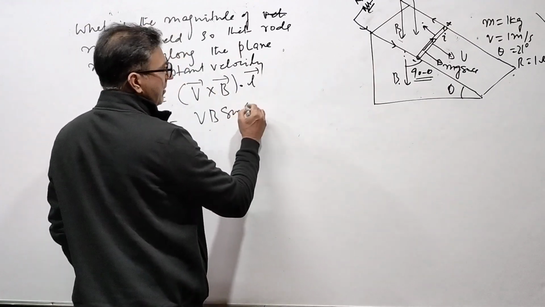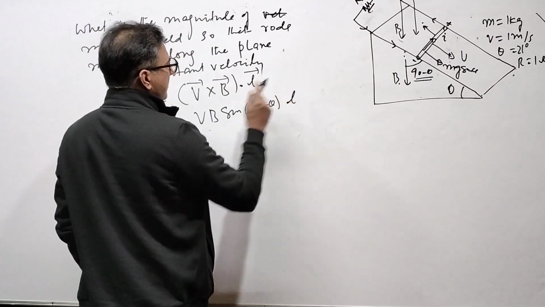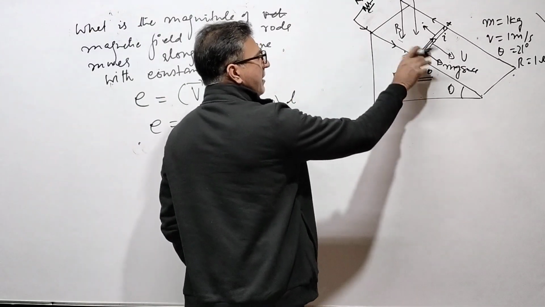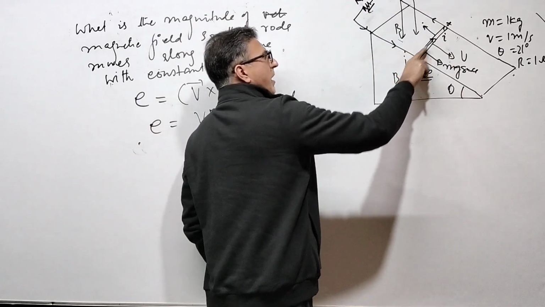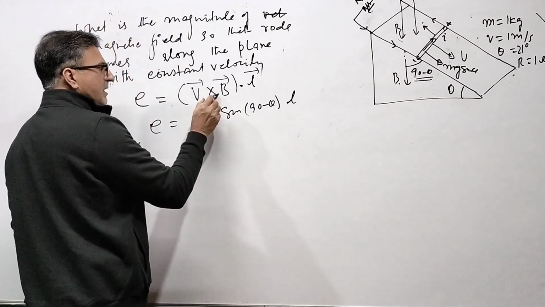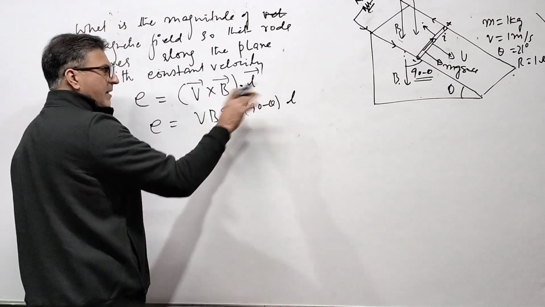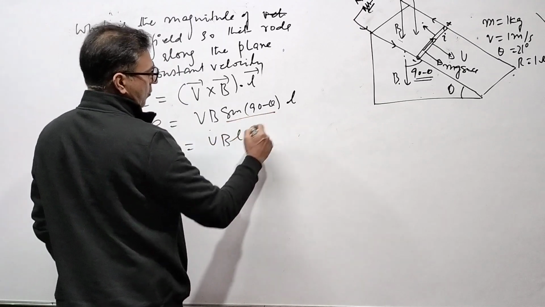That is sine of 90 minus theta into L. क्योंकि V क्रॉस B का डायरेक्शन वही है जो L का है. सो डॉट खत्म हो जाएगा. V क्रॉस B का वही डायरेक्शन है जो L का है, इसलिए डॉट खत्म हो जाएगा. सो induced EMF is VBL, तो ये हुआ cos theta.